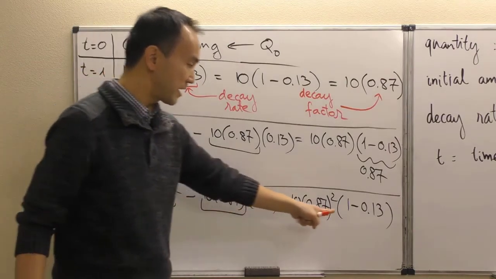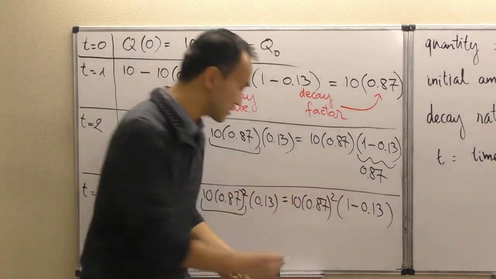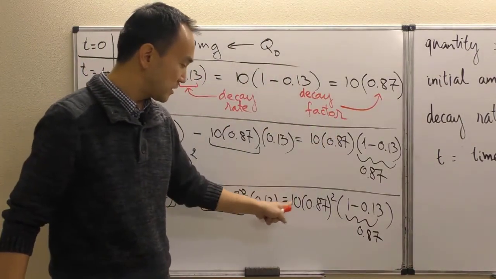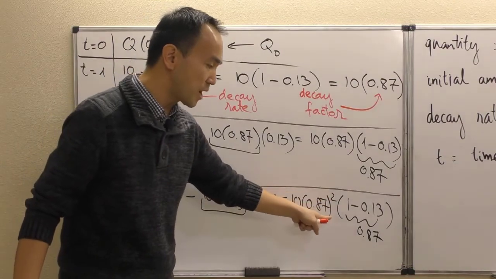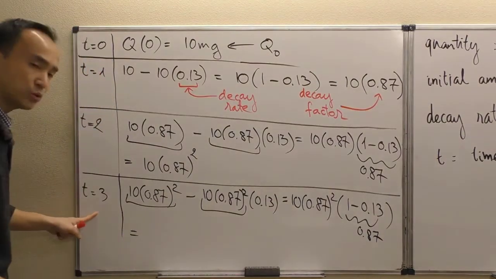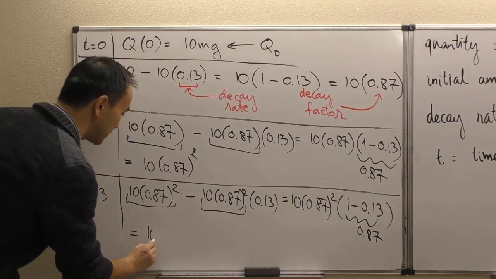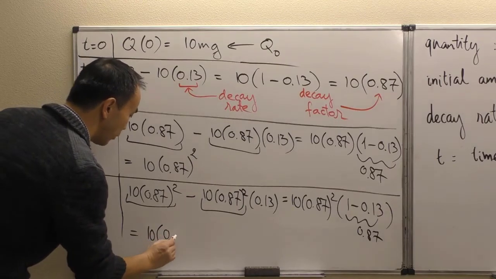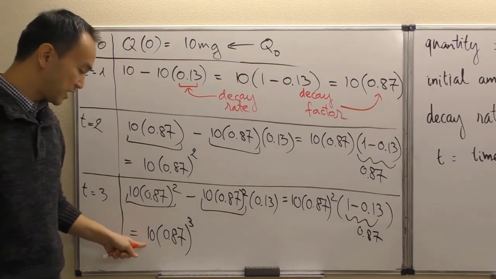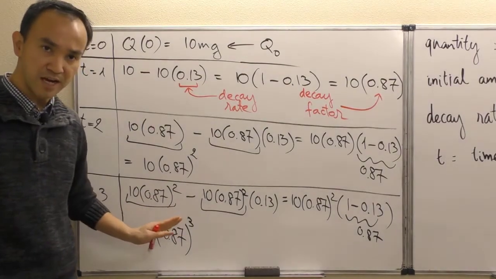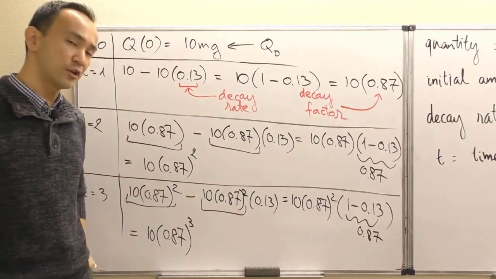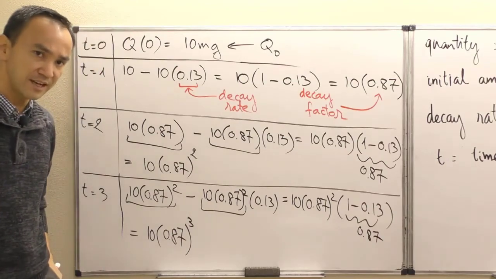And again, this is 1 minus 0.13, which gives 0.87, found right here. So that means 10 times 0.87 squared times another 0.87. So exactly 3 days after the initial time, only whatever comes out from 10 times 0.87 cubed remains. That's the amount that remains exactly 3 days after the initial time that we started out with 10 milligrams. And that's the idea right there.